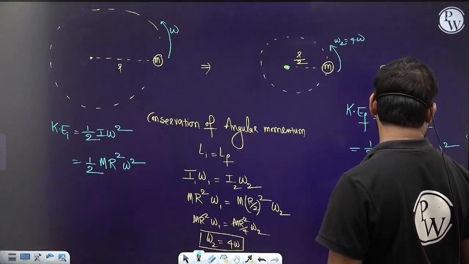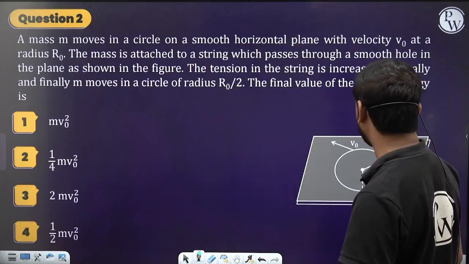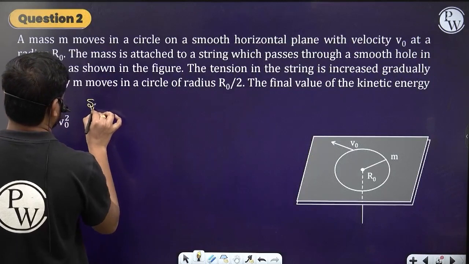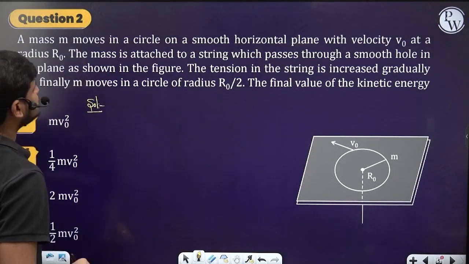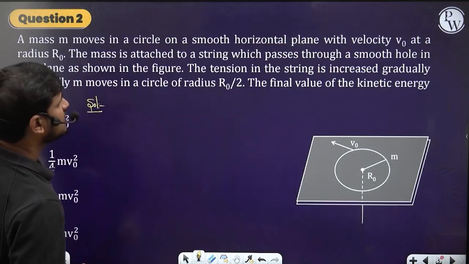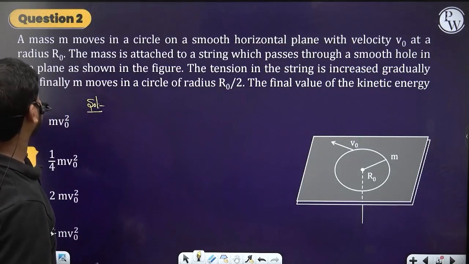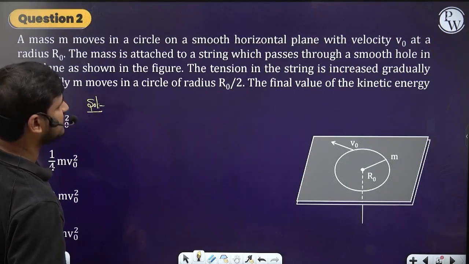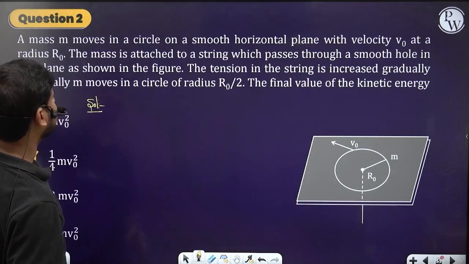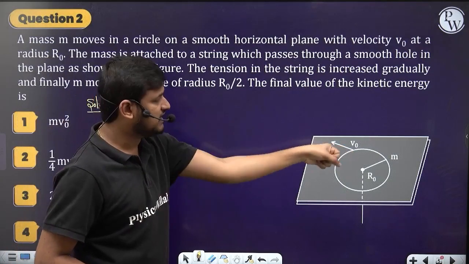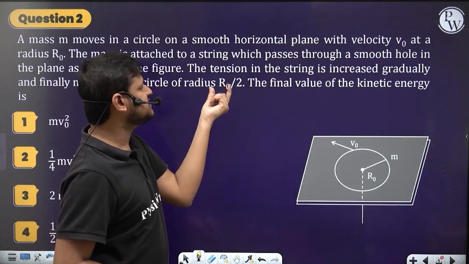So let's take one more question, guys. This question I also gave as homework in the last session. So what does the question say? A mass m moves in a circle on a smooth horizontal plane with velocity v0 at a radius r0. The mass is attached to a string which passes through a smooth hole in the plane, as shown in the figure. The tension in the string is increased gradually and finally it moves in a circle of radius r by 2. Same question. So they increased the tension, that means they pulled, so the radius has become r0 by 2.